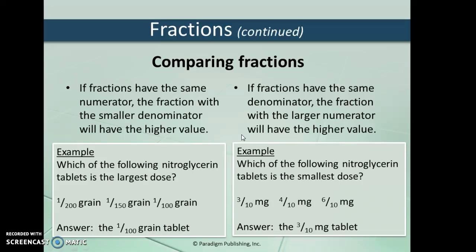If fractions have the same denominator, the fraction with the larger numerator will have the greater value. So in this example, which of the following nitroglycerin tablets is the smallest dose? 3/10 milligram, 4/10 milligram, or 6/10 milligram? So we're looking for the smallest dose. So 3/10 milligram would be our answer.